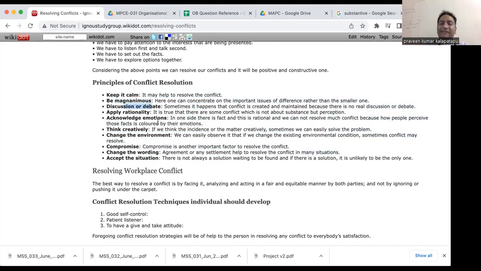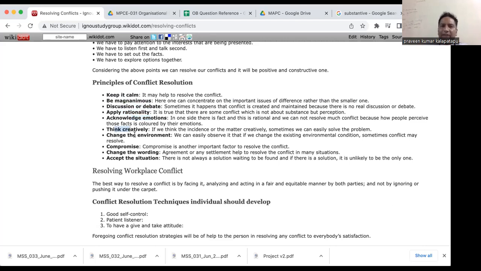And discussion and debate. So it's important to actually discuss. Unless and until you discuss, you can't really resolve. Rationality, so you need to be logical. You can't really be irrational and then try to solve it, right? Acknowledge emotions. If they are angry, you need to acknowledge and understand why they are angry or whatever it is, right?